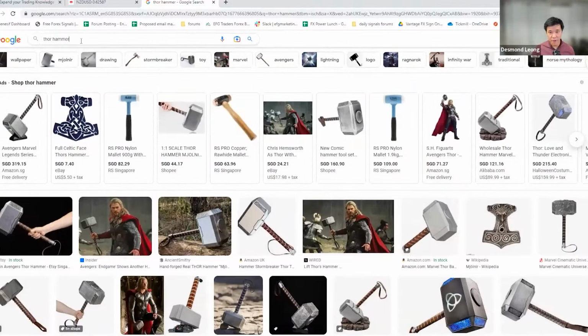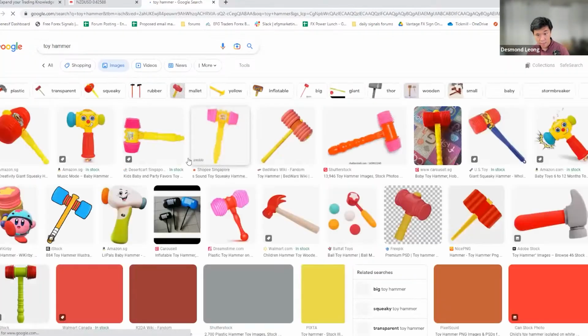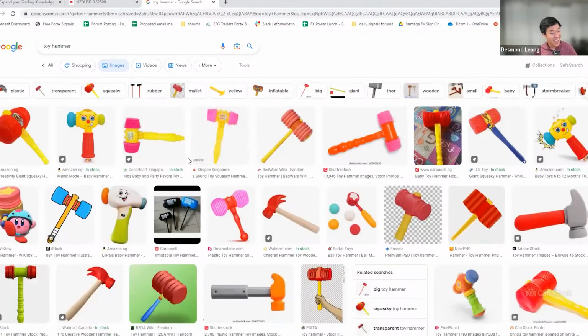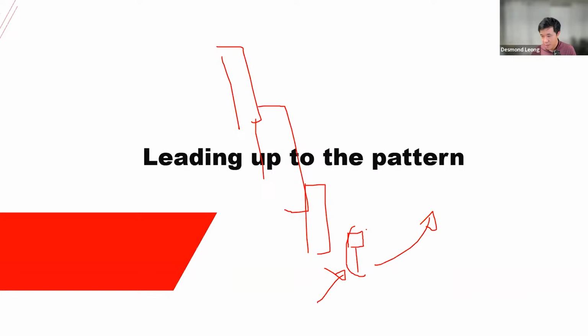Or you can go with a toy hammer, and it looks something like this. You're not going to win any wars with this hammer. So the size of your hammer, the strength of your hammer, is very important, because how successful you're going to be at calling the reversal depends on how strong your hammer is. A very, very important point to take note of.